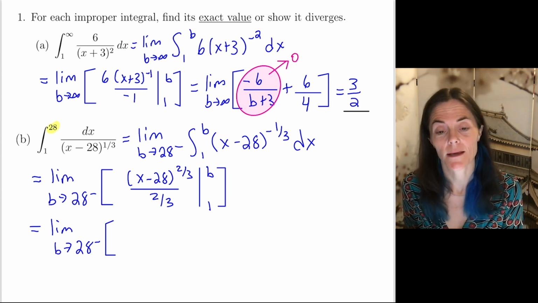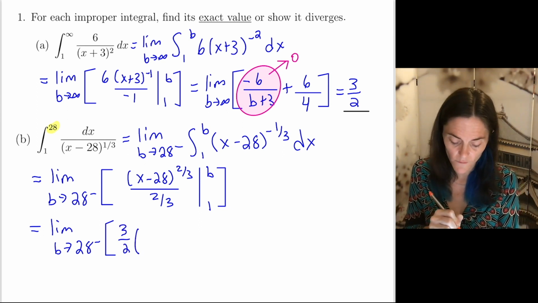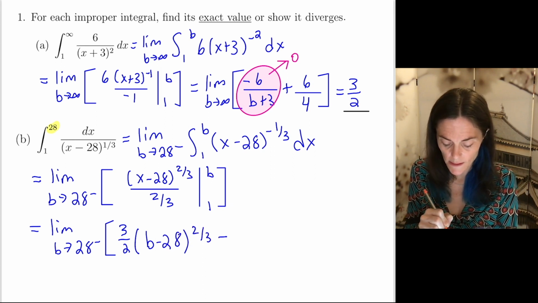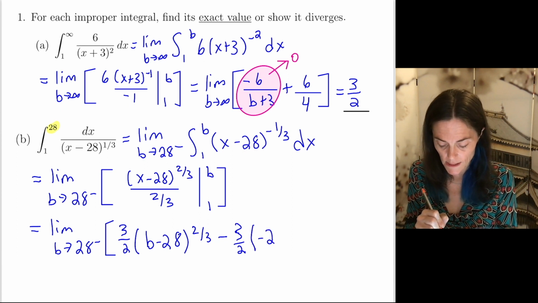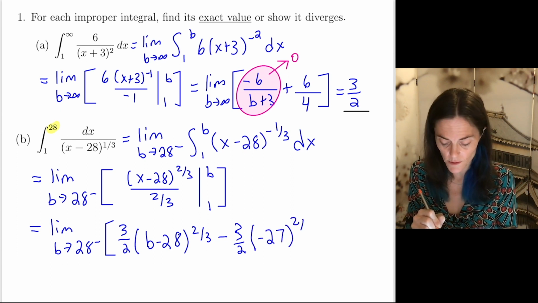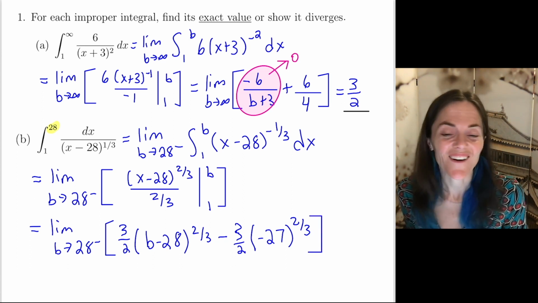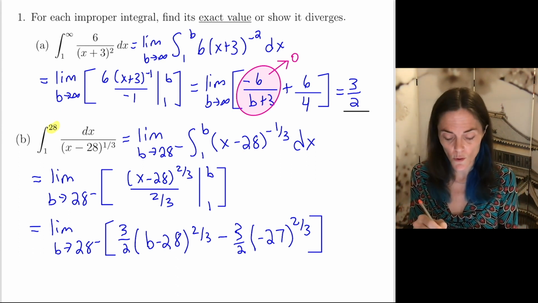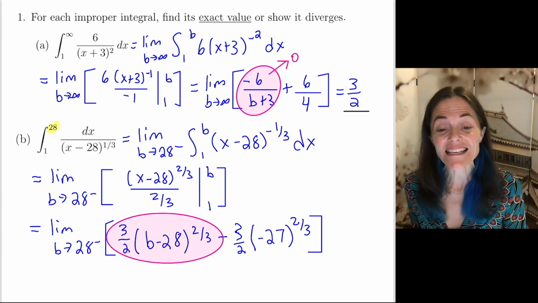Well, my coefficient here is 3 over 2. And then I have b minus 28 to the 2/3. And then subtract off, evaluating at the lower limit of integration. I will have 1 minus 28, which is negative 27 to the 2/3. Now, I'm done with the definite integral part, and I just need to evaluate this limit.